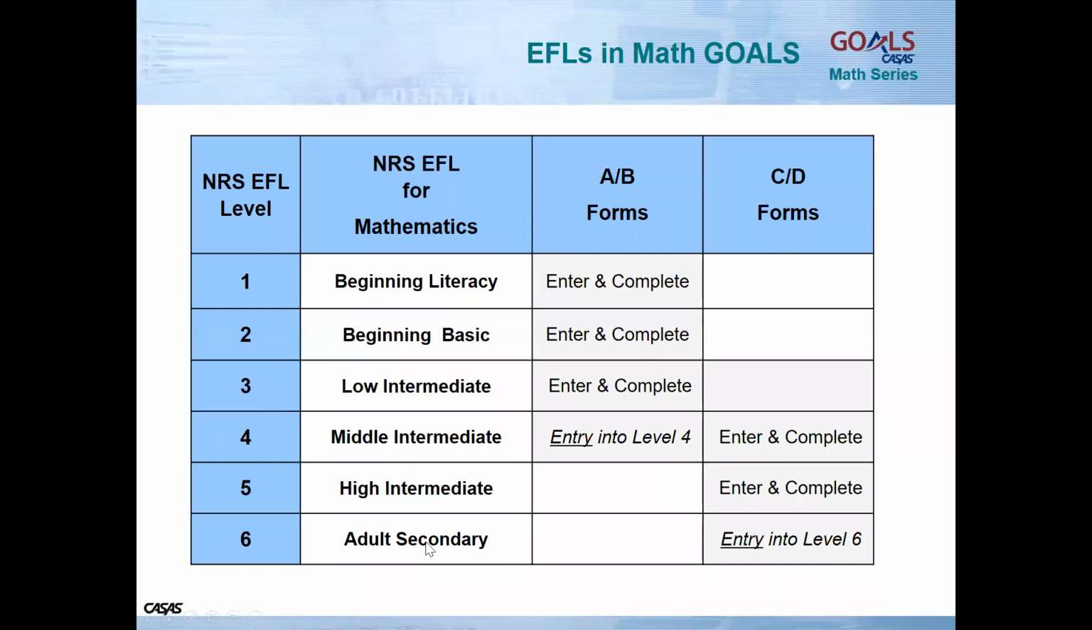So that's accordingly how we have designed the test. The level AB forms allow you to document entry and completion of, or exit from, levels 1, 2, and 3, and entry into the level 4 middle intermediate, but not completion of it. And that's where there's overlap into the CD forms, where you can enter and complete level 4, 5, and entry into 6. The NRS descriptors do not require an exit from 6. That is normally done through the high school equivalency test.